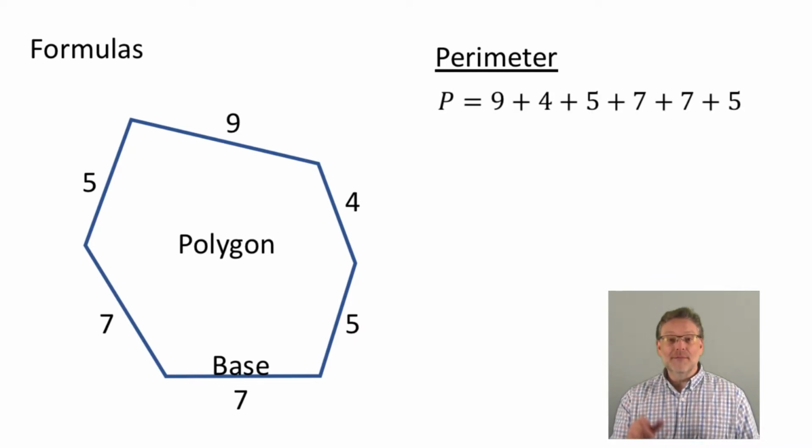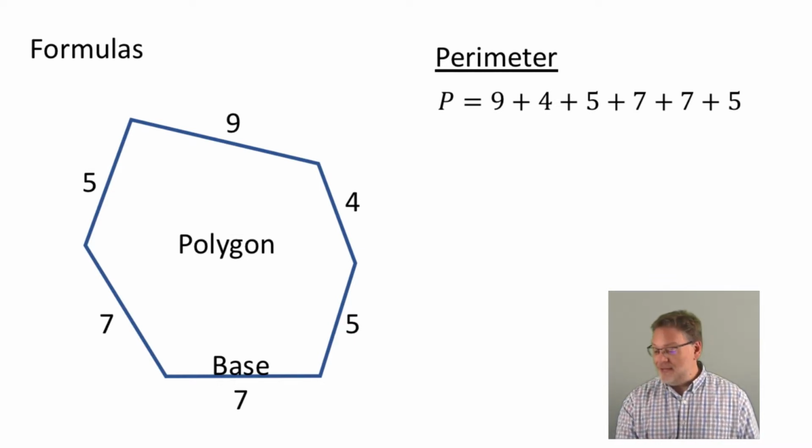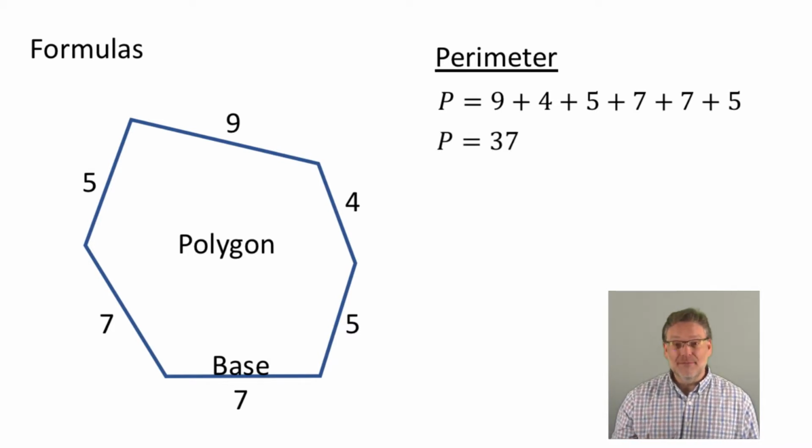We calculate the perimeter P by taking all of those lengths of all of those sides and simply adding them up. 9 plus 4 plus 5 plus 7 plus 7 plus 5. And as it turns out, the answer to that is simply 37. So that's the concept of perimeter.